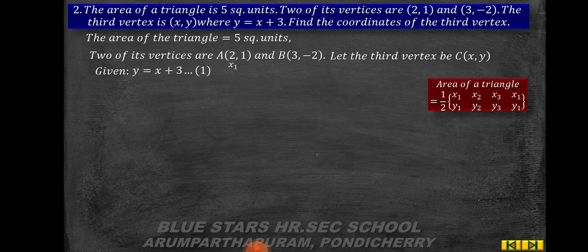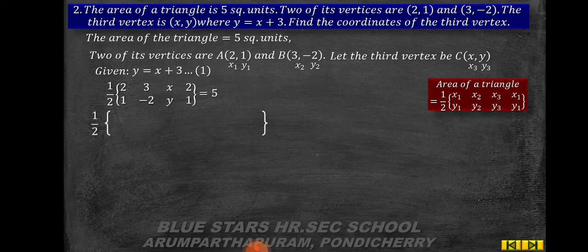Area of a triangle is equal to 1 by 2 into the determinant of x1, y1, x2, y2, x3, y3, again x1, y1. So you just mark the points x1, y1, x2, y2 and x3, y3. Then substitute those values in the formula. 1 by 2 into x1 is 2, y1 is 1 and x2 value is 3, y2 value is -2, x3 is x, y3 is y. Again the value of x1 is 2 and y1 is 1, which is equal to 5. Area of a triangle value is given.